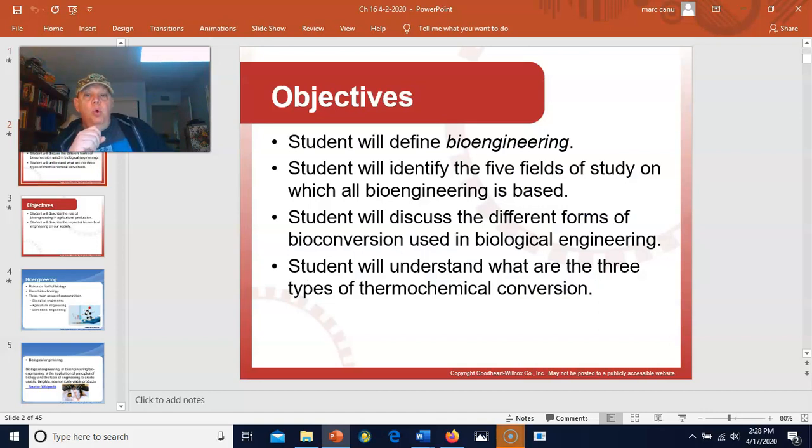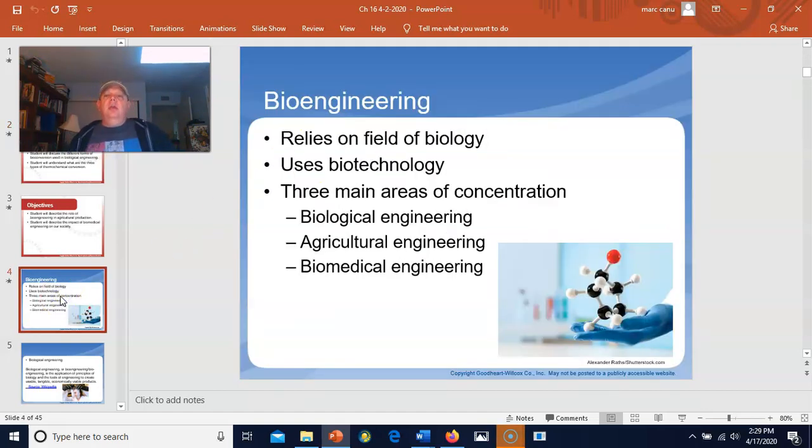So for us today, we're going to look at bioengineering. You're going to define it. You say, well, that's a pretty short objective. Not quite. It covers an awful lot of things. So let's get this thing going. Bioengineering relies definitely on biology. Wow, that's a shock. It uses biotechnology. Now, in bioengineering, you've got three main areas of concentration: biological engineering, agricultural engineering, and biomedical engineering, which is what my friend has been involved with.